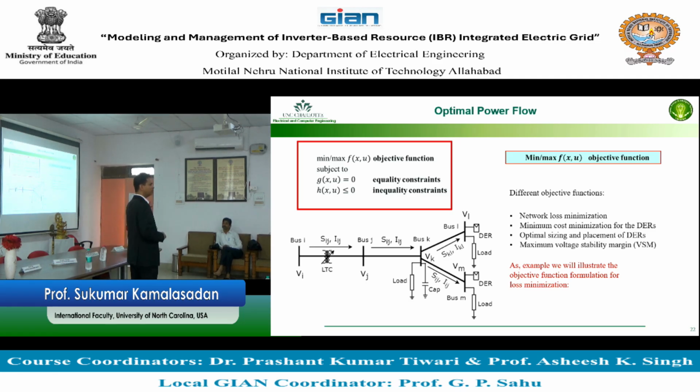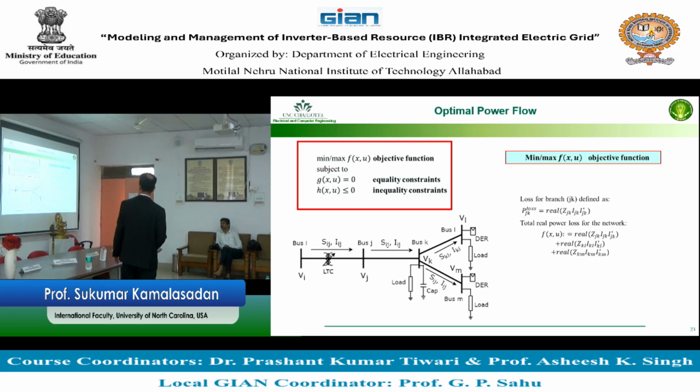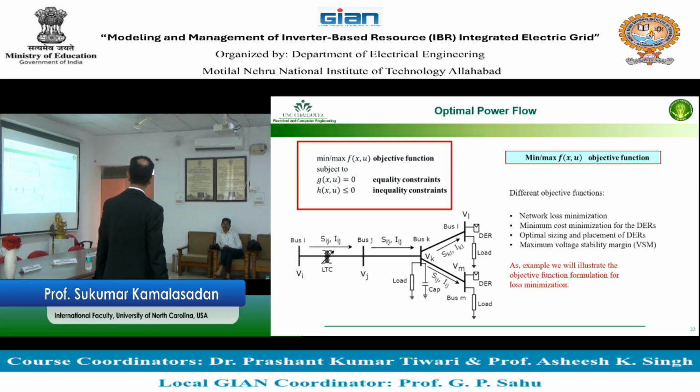Okay, good. Coming back finally to objective function. Objective function: network loss minimization, minimizing cost for the DERs, optimal sizing and placement of DER, which is, like I said, not a lot of value, but you can still try to do it and see what the best places are. Maximum voltage stability margin. Let's see an example with loss minimization. So how do you represent an objective function for a loss minimization problem? Like this.